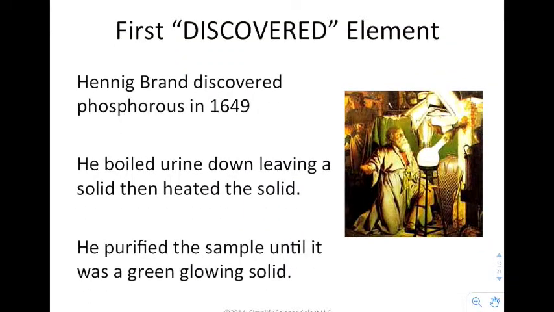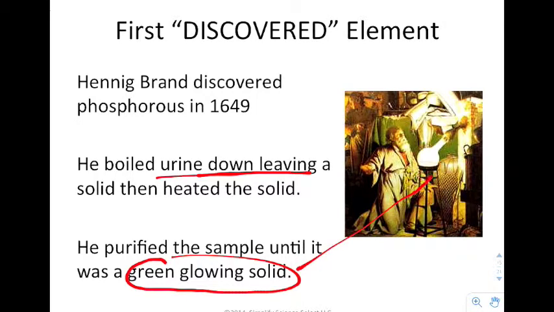Okay, the first discovered element that was synthesized was actually synthesized by Henning Brand in 1649, and he actually discovered the element phosphorus by taking his own urine and boiling it until it became a solid. So basically what he did is he removed all of the water from his own urine. And then what he did is he heated that until the solid actually changed its consistency. And whenever the solid changed its consistency, he was able to continue purifying it by heating it and removing things and heating it and removing things until he came to a green glowing solid compound. And that's what we now know as phosphorus.